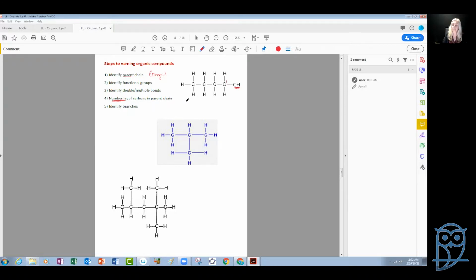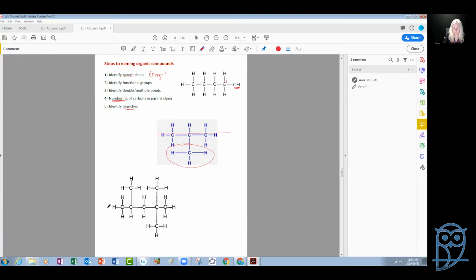And then after numbering, we identify any branches. What is a branch? For example, this compound here does not have branches, but if we look at this compound here, and we take this as the longest, the parent chain, then we see there is a branch here. So this is a branch. Something that is there in the place of some hydrogen, that would be a branch. Like we did the names of this one and of that one.